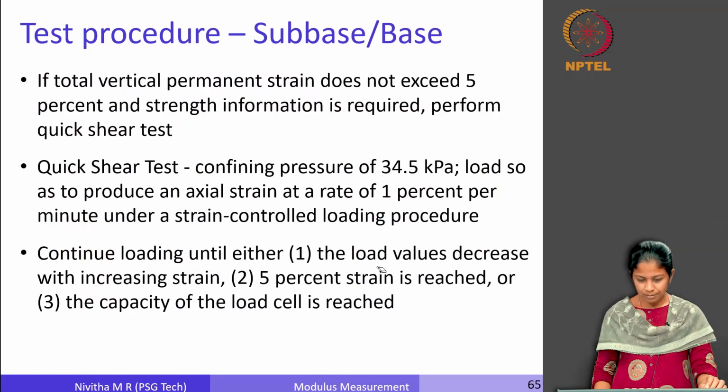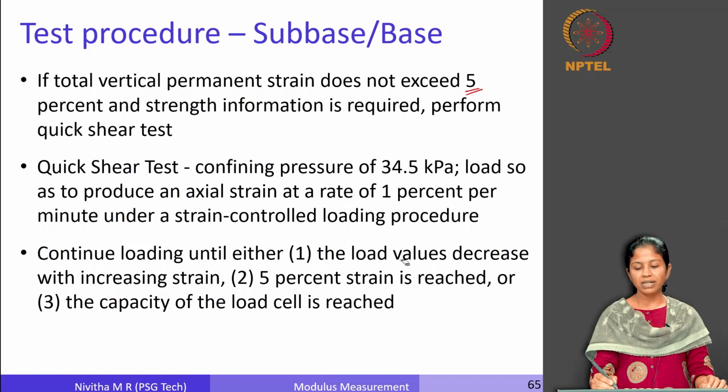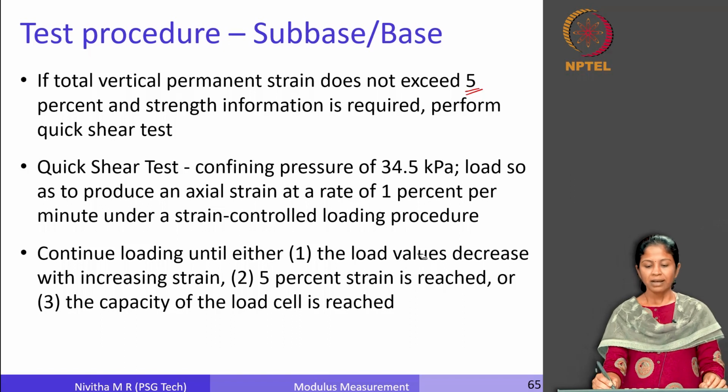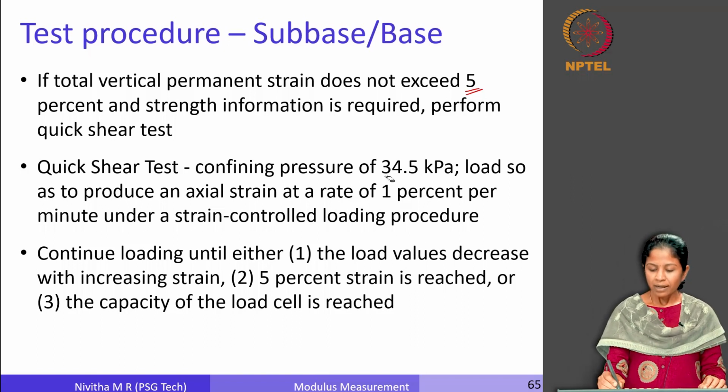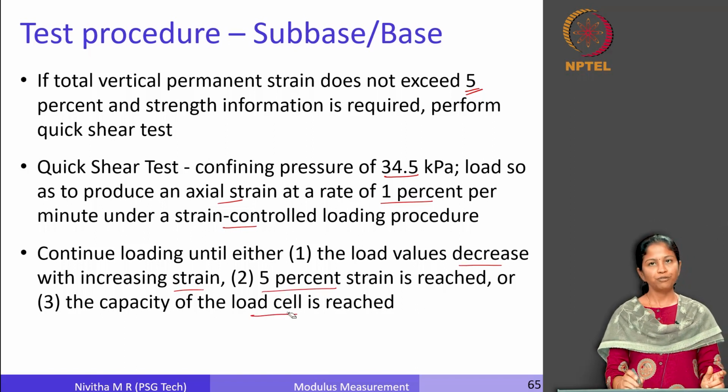Once the test is over, if the total vertical strain does not exceed 5%, then we also do a quick shear test. Here we use a confining pressure of 34.5 kilopascals and load it so that we have an axial strain at the rate of 1% per minute under a strain control loading condition. We continue until the load value decreases with increase in strain, or we reach 5% strain, or we reach the capacity of the load cell.